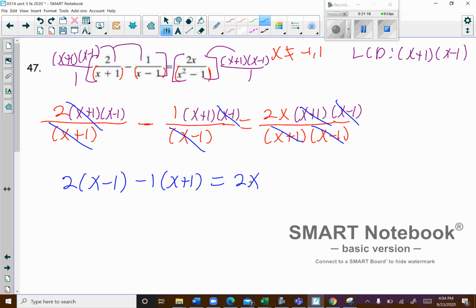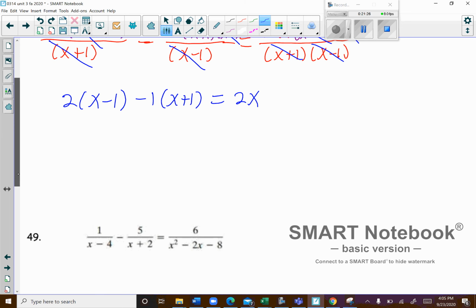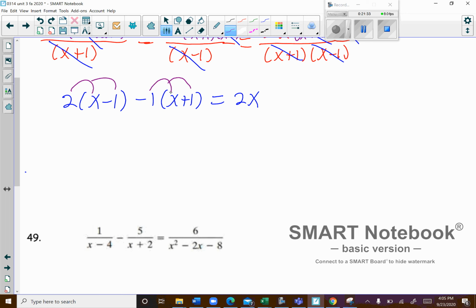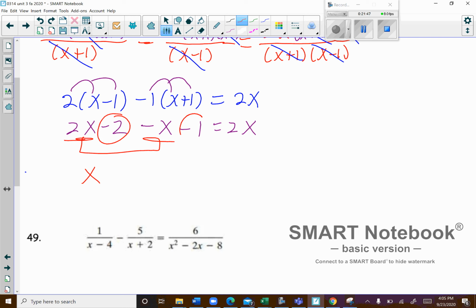And once again, the hard part should be over at this point. We should know how to solve this fairly easy. We've done quite a few of these, and this dates back to our very first unit. So we'll go ahead and distribute here and here, and I got to do the same with the minus 1. So let's see, we get a 2x minus 2 minus x minus 1 equals 2x. Then 2x minus x is x. Minus 2 minus 1, that will give us a minus 3 equals 2x.